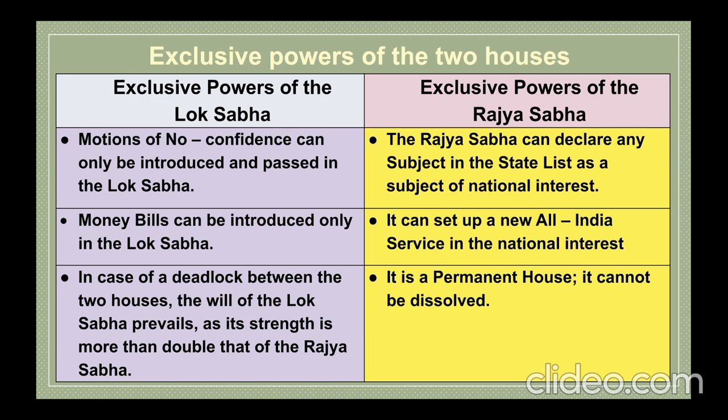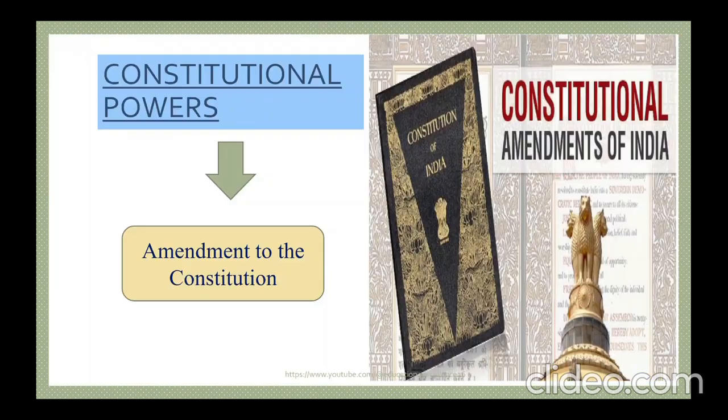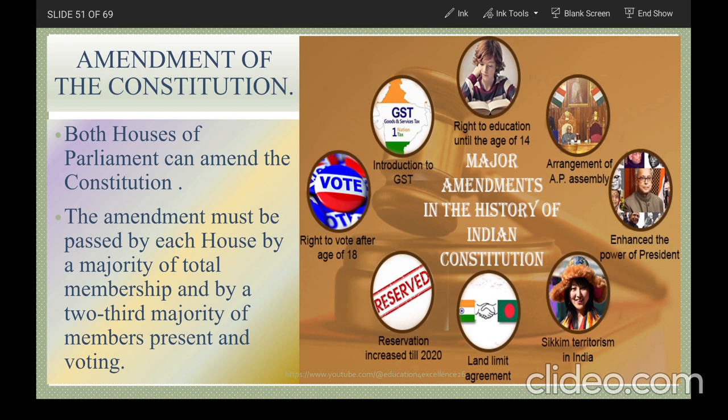Powers. These powers are related to the amendment to the Constitution. Here, both houses of Parliament can amend the Constitution. The amendment must be passed by the House by a majority of total membership and by a two-third majority of members present and voting.